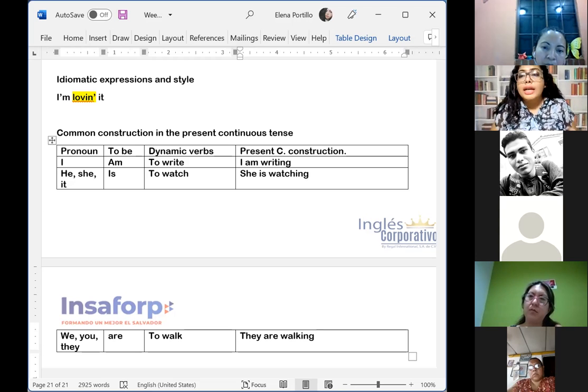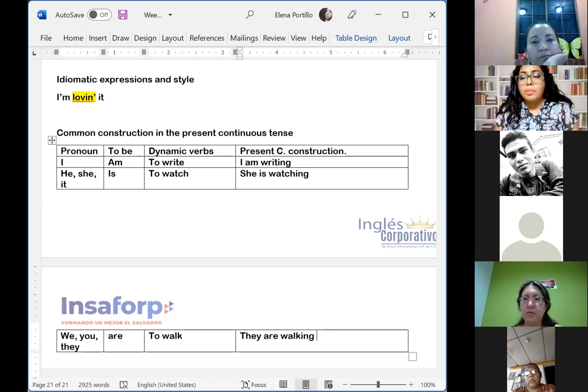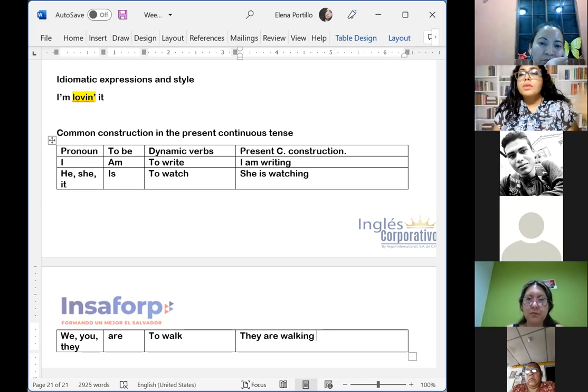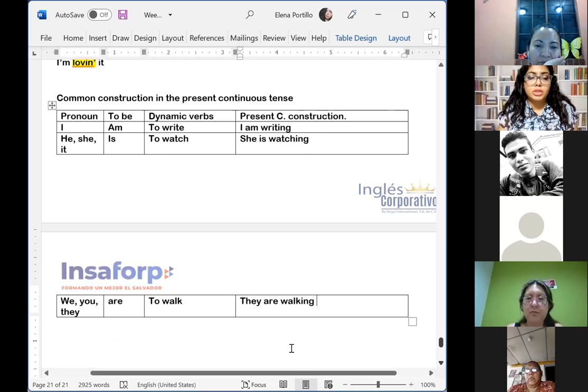Esa es la construcción de las oraciones en presente continuo. Vamos a necesitar obviamente el pronombre, que es nuestro sujeto de la oración, el verbo to be, que corresponde a cada uno de esos pronombres, y el verbo. En este caso tenemos el verbo en forma base o infinitive form, y lo vamos a transformar agregándole el ing al final para convertirlo en continuous. And that's all that we need to do with this construction.